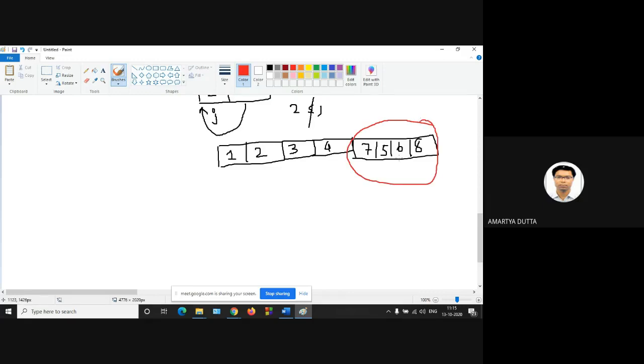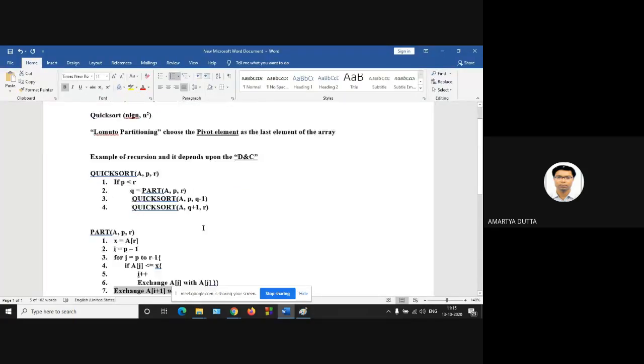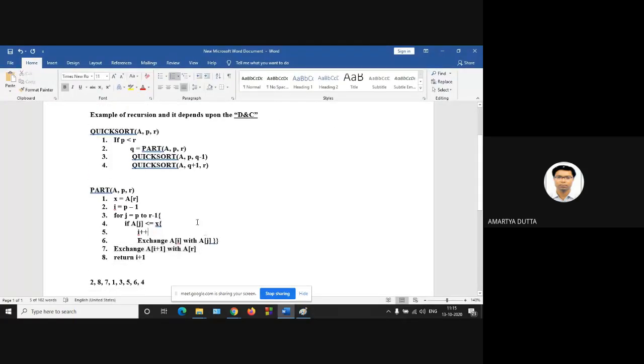You have to sort the right side. Can you do that? Yes, sir. So this, sir, is the quick sort algorithm.